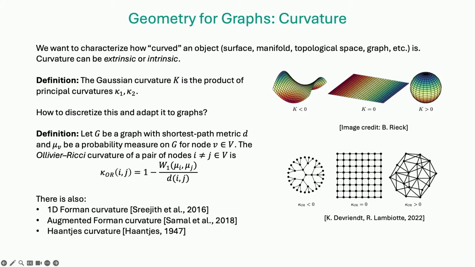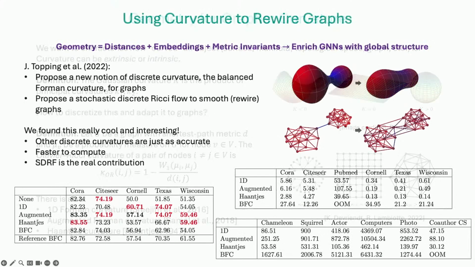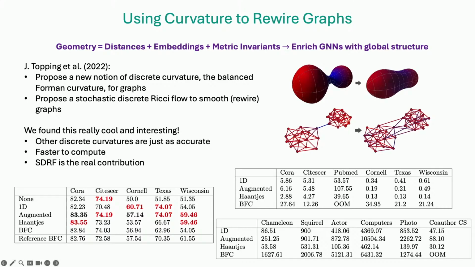So there's the Forman curvature, right? I'm looking at the 1D, but there are lots more generalizations of this, including the augmented Forman curvature, Haantjes curvatures, or these other things. And this idea of curvature and the classical curvatures has been used to rewire graphs. This is basically trying to regulate the information over-squashing problem that you get with message passing GNNs, right?